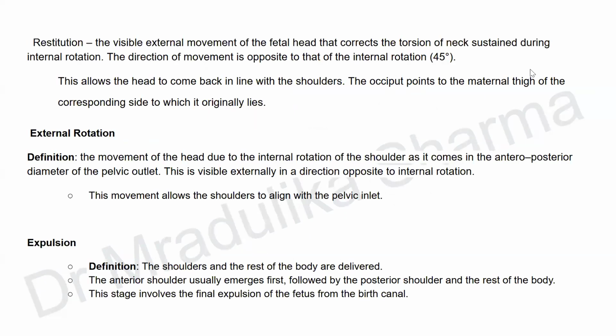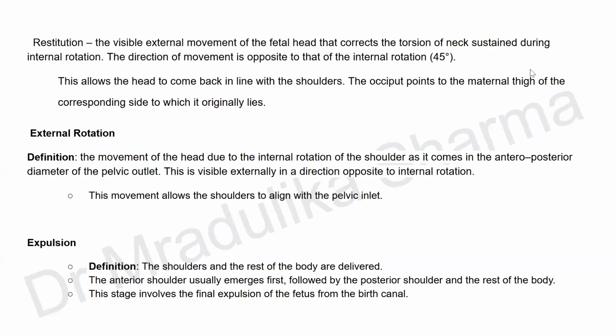Restitution: it is the visible external movement of the fetal head that corrects the torsion of the neck sustained during the internal rotation. As we memorized, the internal rotation happens by 90 degrees. So now the neck is in torsion of 90 degrees, and this can't withstand this kind of torsion. So when the head comes out, it undergoes restitution, the opposite movement of internal rotation, by around 45 degrees. This allows the head to come back in line with the shoulder. The occiput points to the maternal thigh on the corresponding side to which it ordinarily lies.